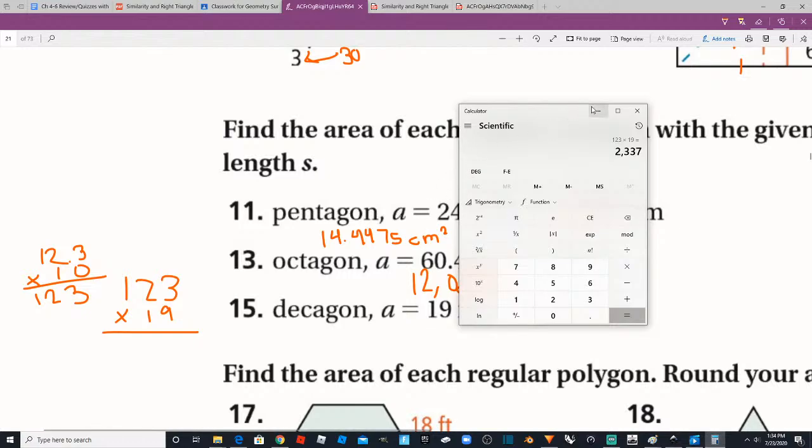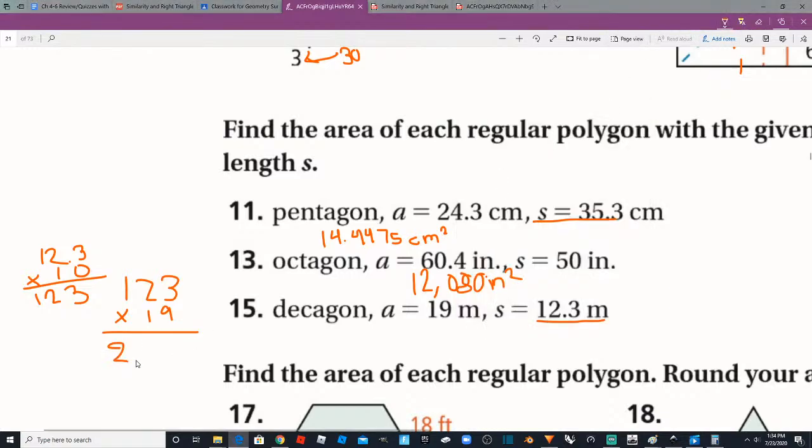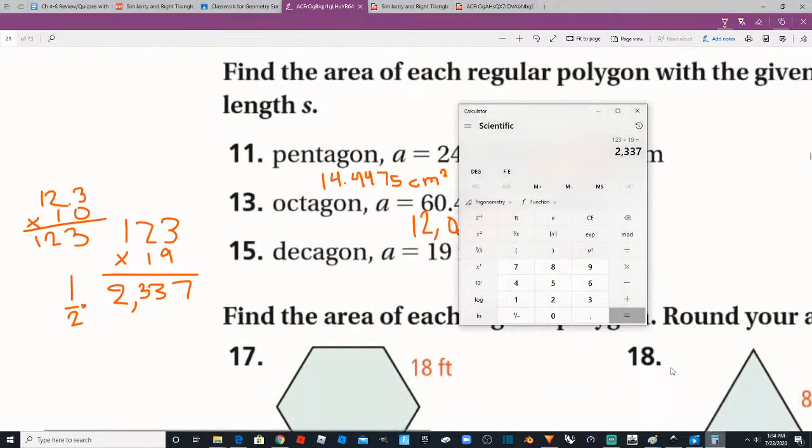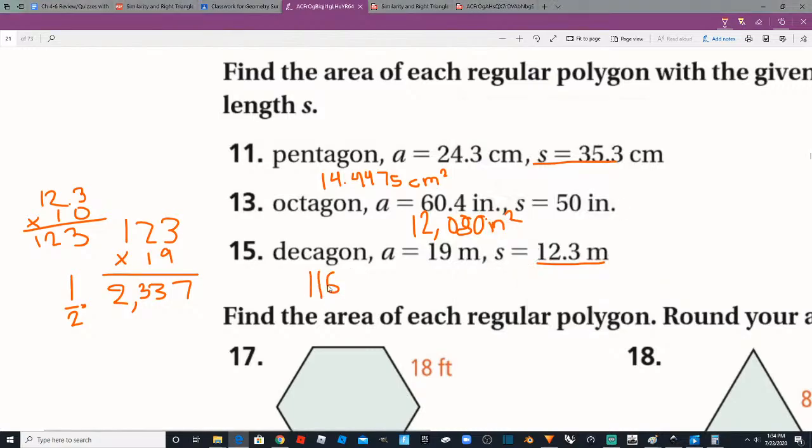Okay. So we have 2,337, and now we have to multiply that by 1/2, because that's the formula. Let's divide this by 2. We would get 1168.5. So I'll actually write that here: 1168.5 meters squared.